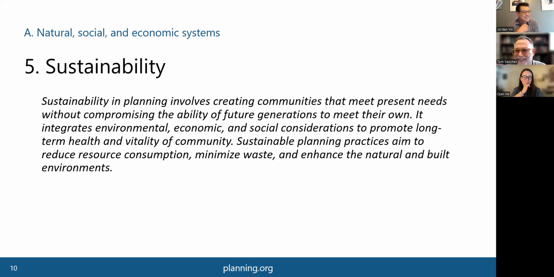So for sustainability, planning involves creating communities that meet present needs without compromising the ability of future generations to meet their own, integrating environmental, economic, social considerations to promote long-term health, stability, and vitality within communities. Sustainable planning practices aim to reduce resource consumption, minimize waste, and enhance the natural and built environments.